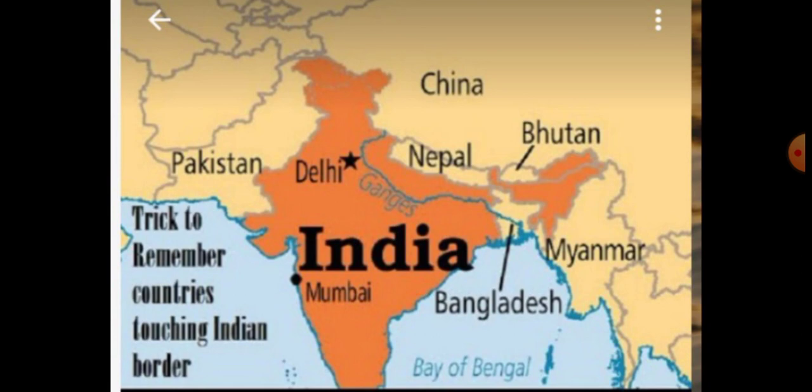Okay, just look at this map, students. Here are shown the neighboring countries of India: Pakistan and Afghanistan. Pakistan is there in the northwest, along with Afghanistan. Then look at the northern side: China, Nepal, Bhutan are in the north of India. Then look at the eastern side of the map: Bangladesh and Myanmar are in the east.